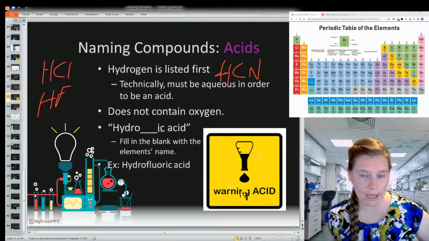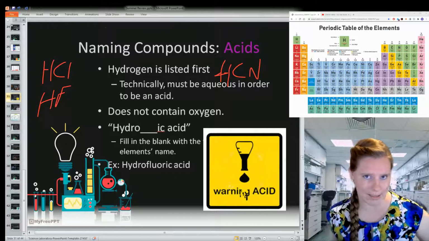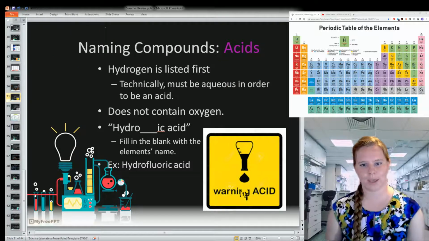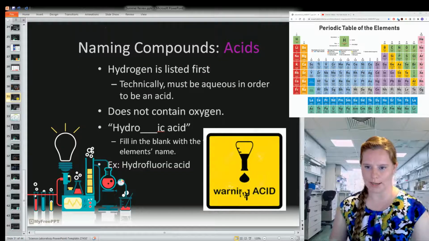Okay, this is cyanide. There's no oxygen, so we name it this way. It'd be hydrocyanic acid. That's really the only one that's going to form with a polyatomic ion. Okay, so fill in the blank.